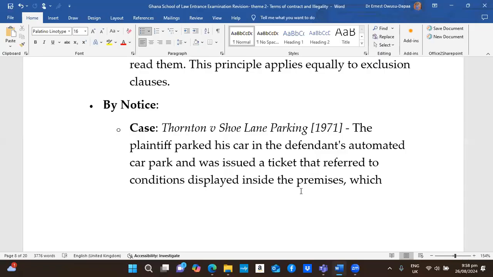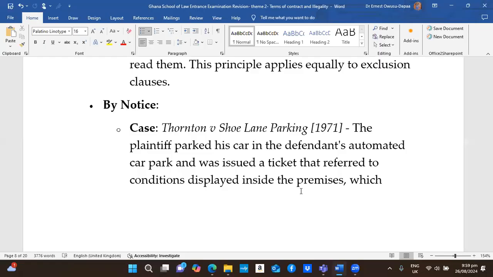But as I said, the authorities are there. Reasonable notice should be given to the other party regarding existence of this exclusion clause before or at the time that the contract is going to be made, and not after. So the stage at which the notice was brought to the attention of the other party is important. If the notice was brought to his attention after the contract has been made, then the exclusion clause cannot form part of the contract. But if it was before or at the time of making the contract, then it will form integral part of the contract as it were.